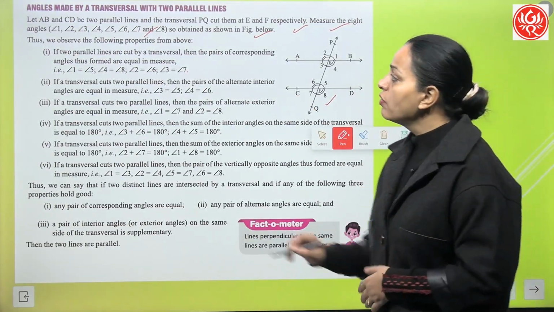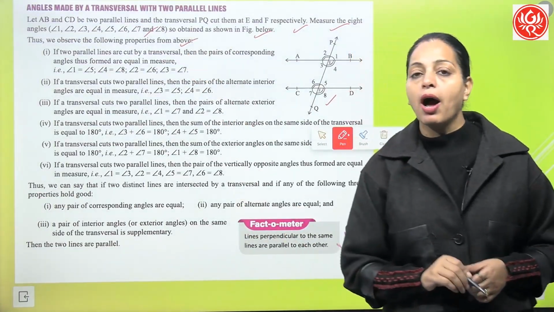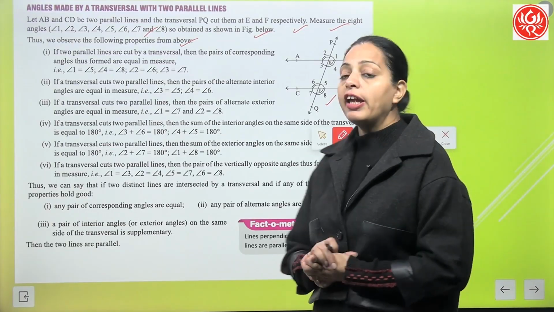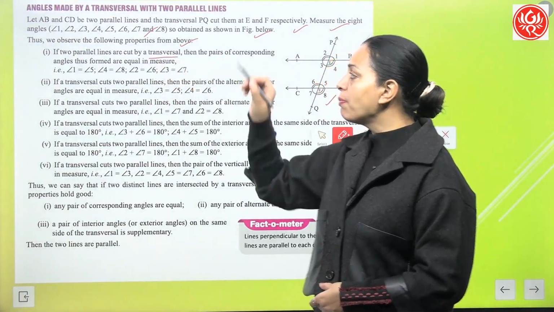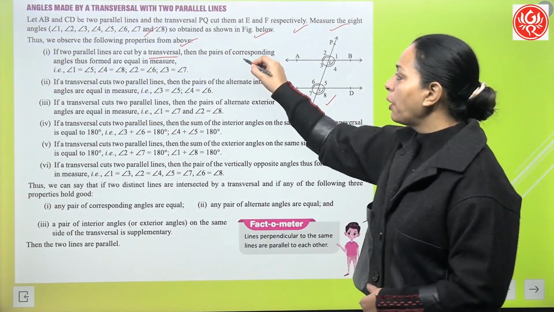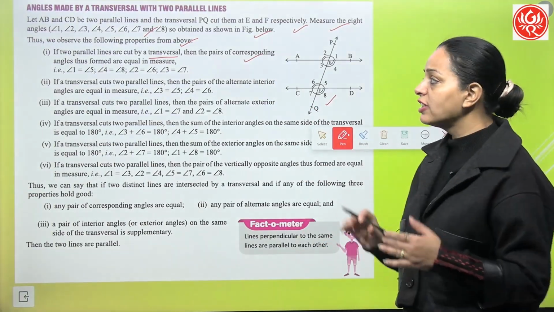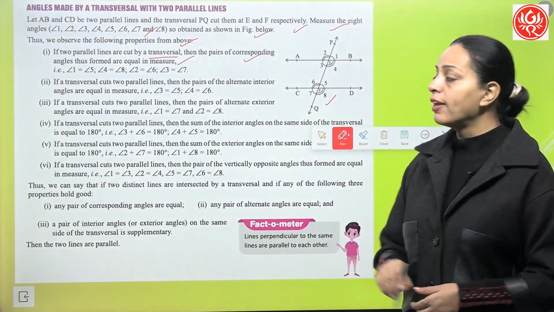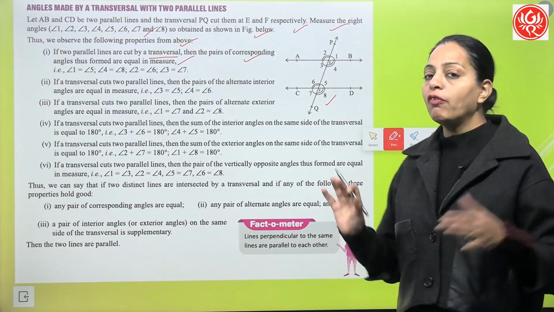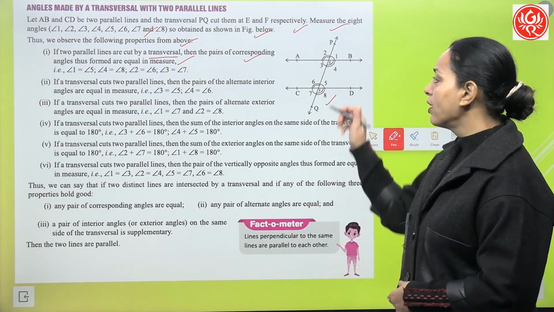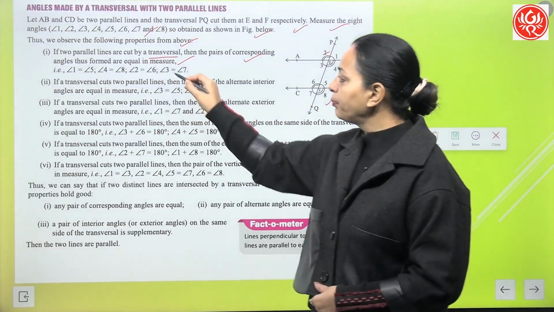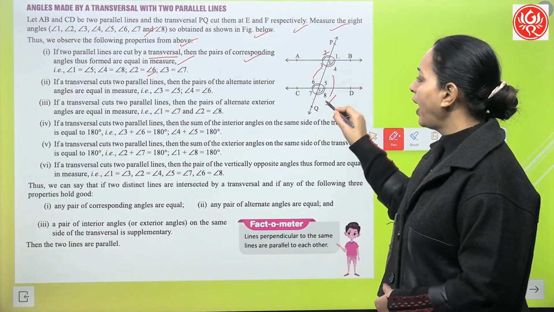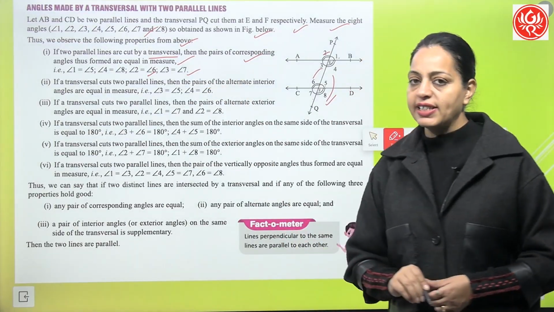So we observe the following properties from above. हमारे पास क्या results आए? Let's see the first one. If two parallel lines are cut by a transversal, then the pairs of corresponding angles thus formed are equal in measurement. जो corresponding angles बनेंगे वो हमेशा क्या होंगे? Equal. So 2 equal to 6, 1 equal to 5, 3 equal to 7 and 4 equals to 8, right?